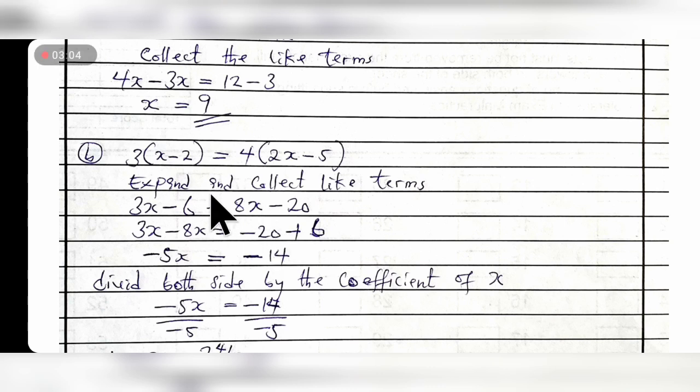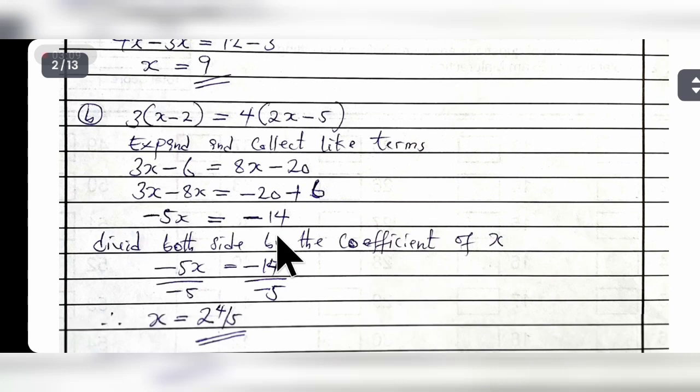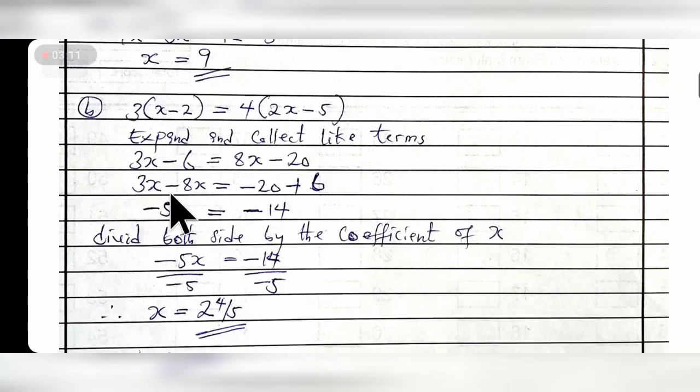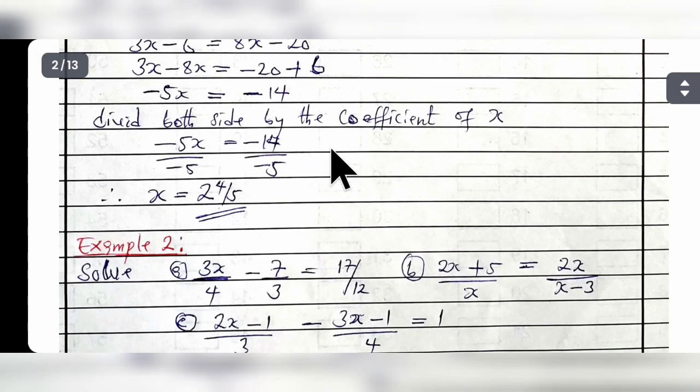Minus 6 is going to the right hand side, crossing the equality sign, so it changes to plus 6. You discover that 3x minus 8x is minus 5x. Minus 20 plus 6 will give you minus 14. So divide both sides by the coefficient of x. The coefficient of x is minus 5. So minus 5x equals minus 14 divided by minus 5. Minus 5 will cancel minus 5. x is going to be equal to 2 whole number 4 over 5. The minus will cancel the minus, so we have a positive value.